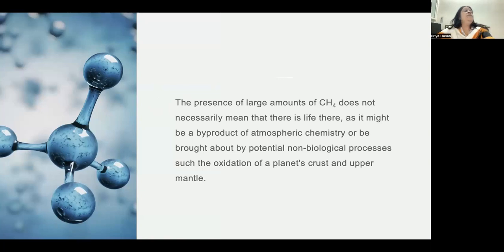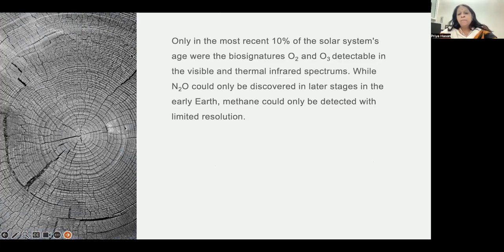The same argument applies even for phosphine detection on Venus, where a lot of effort was taken to try to explain the abundance that was found of phosphine, to check whether these could be formed by some natural processes, or whether you necessarily need life to be present on Venus so that you can actually have this abundance.